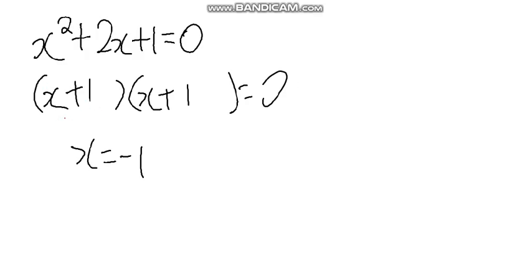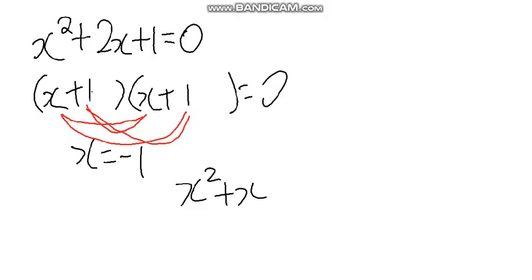Distributing works by x multiplied by x, x multiplied by 1, 1 multiplied by x, and 1 multiplied by 1. If you do that, x multiplied by x would be this, x multiplied by 1 would be this, 1 multiplied by x would be this, and 1 multiplied by 1 would be 1. And that's basically how you factorize.